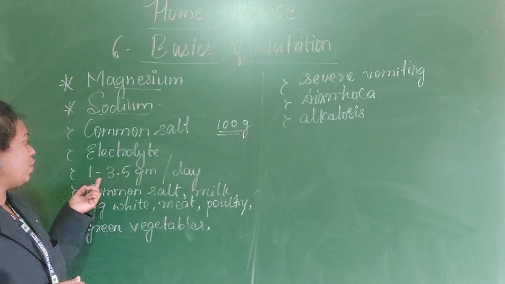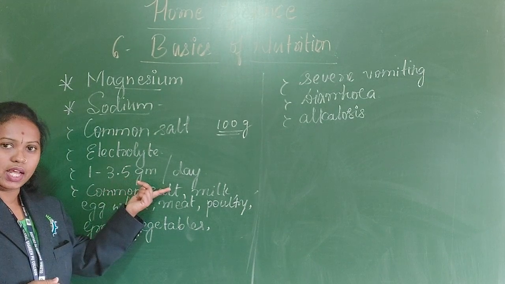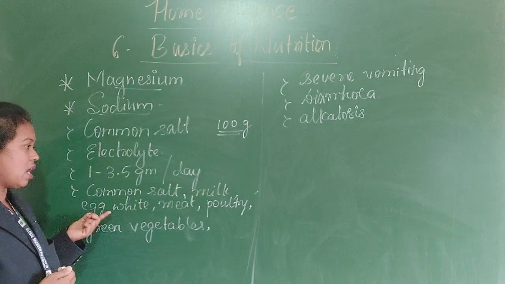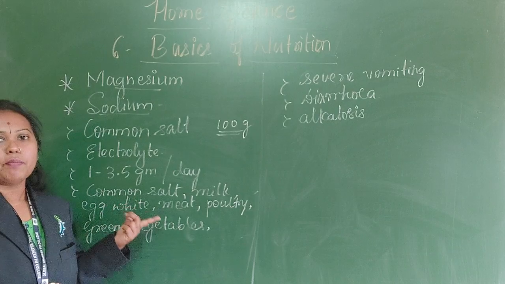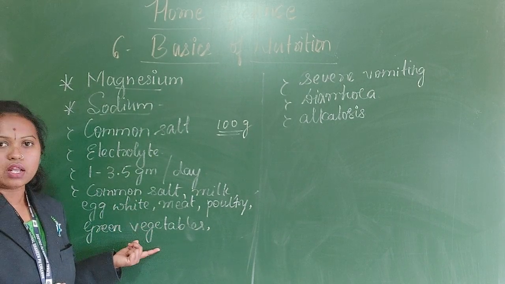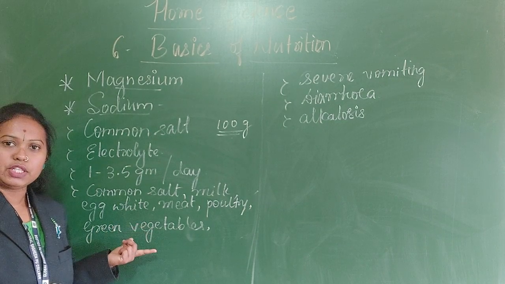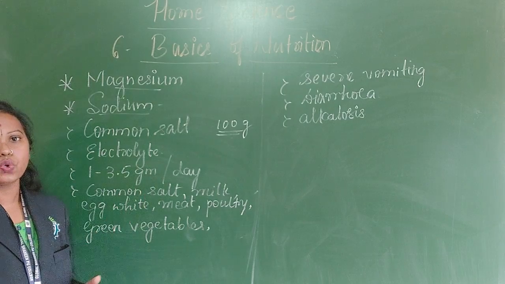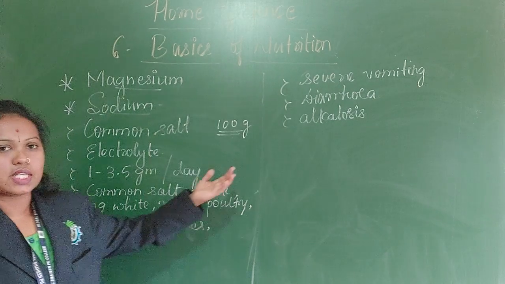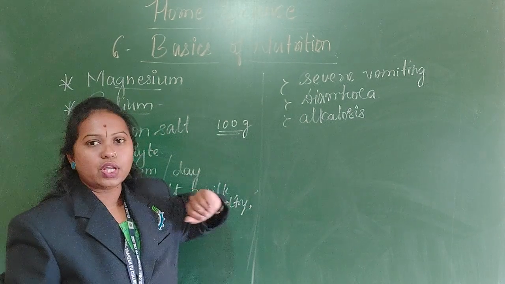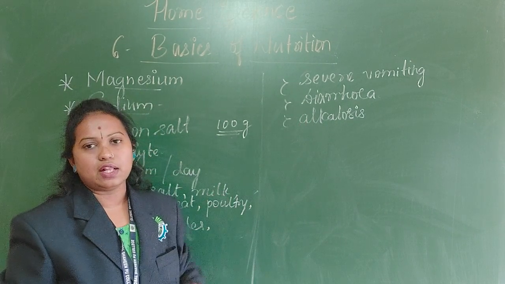Around 1 to 3.5 grams per day is the daily requirement of sodium, and common salt, milk, egg white, poultry, meat, green leafy vegetables, Bengal gram, dal, beetroot, etc. are some of the food sources of sodium. The deficiency symptoms are severe vomiting or diarrhea, which results in alkalosis.